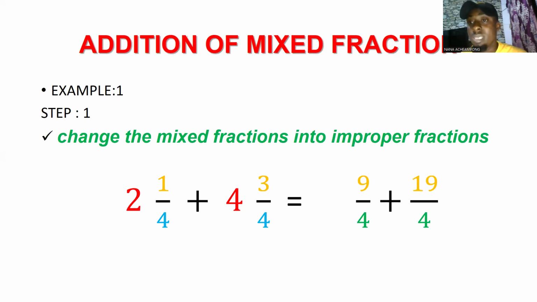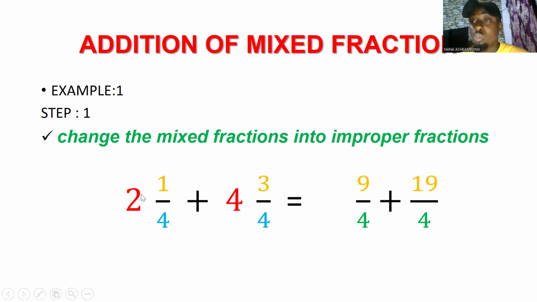So let's take a look at how to change a mixed fraction into an improper fraction. With the first mixed fraction, we have 2 whole number 1/4. That is how a mixed fraction is read. Now, how do I change this 2 whole number 1/4 into an improper fraction? I'm to multiply the denominator. Here we have 4 as the denominator, so I'll multiply the denominator by the whole number, which is 2.